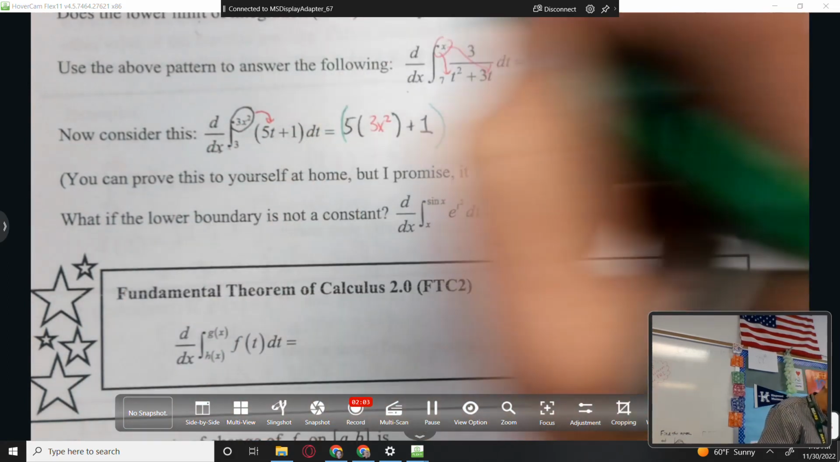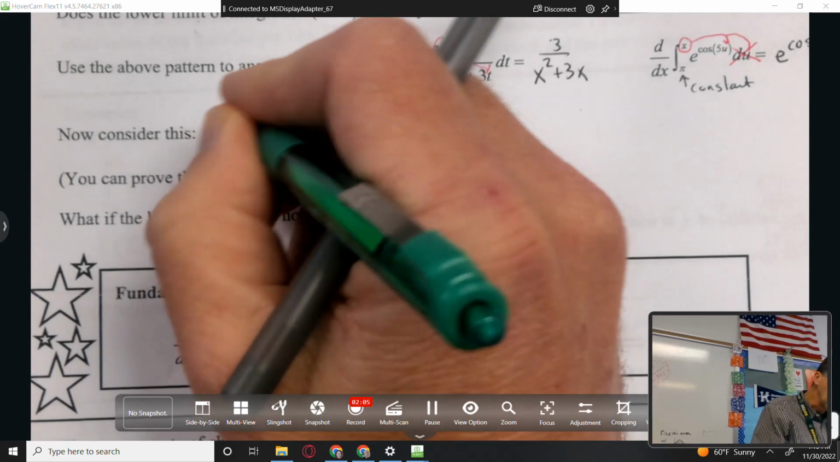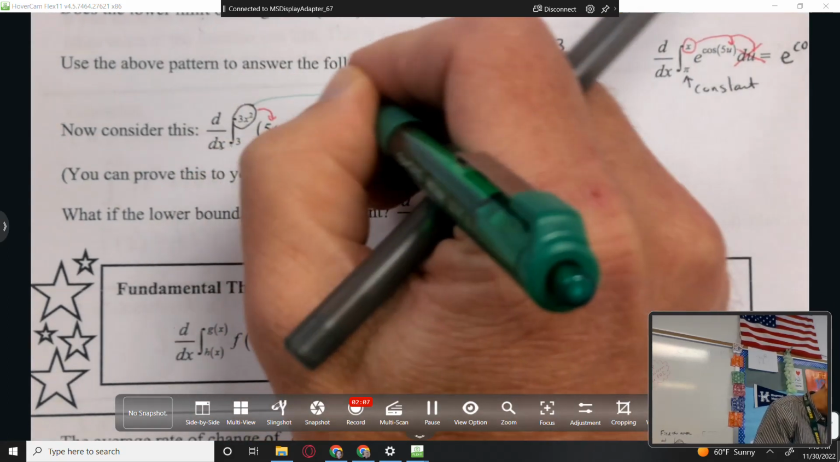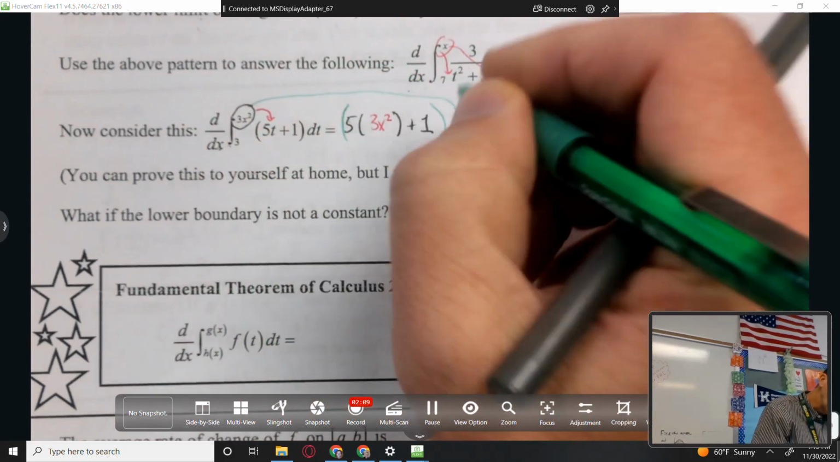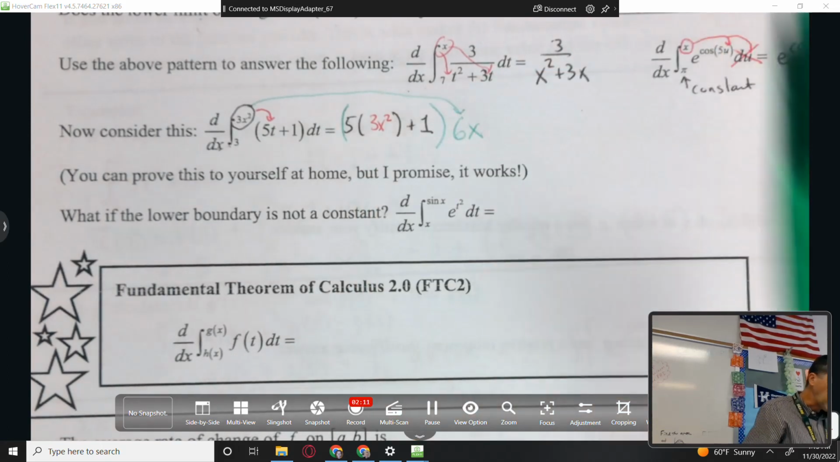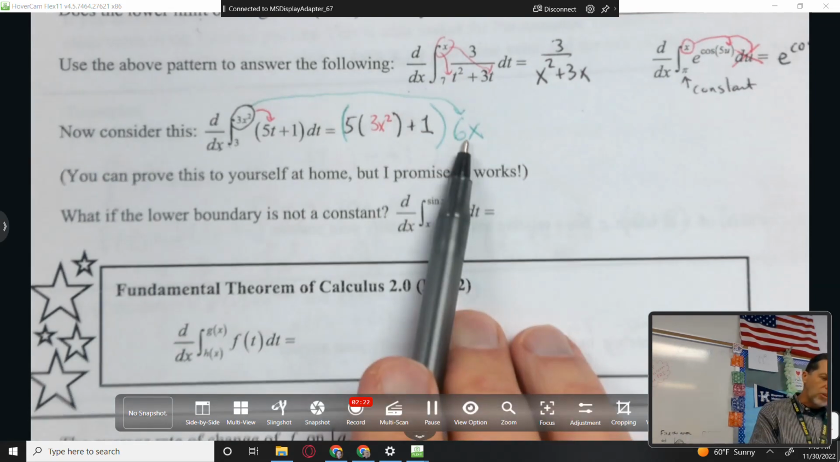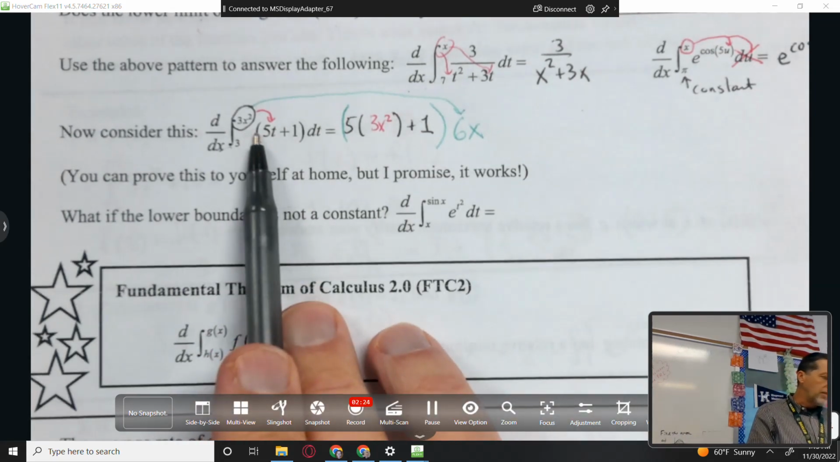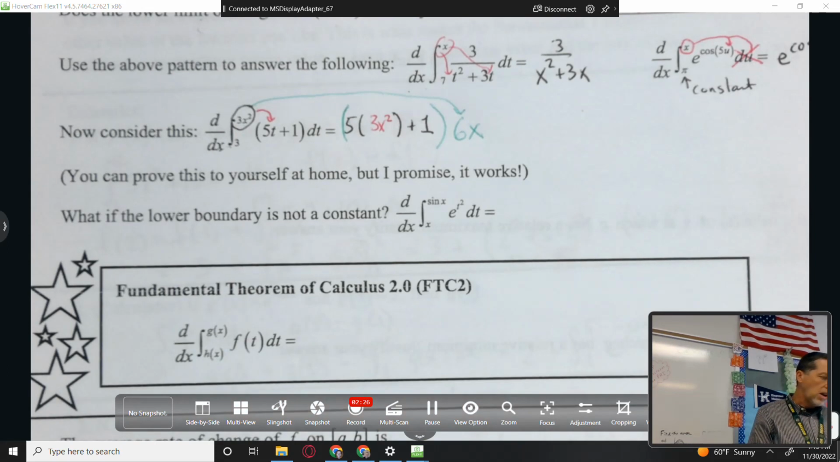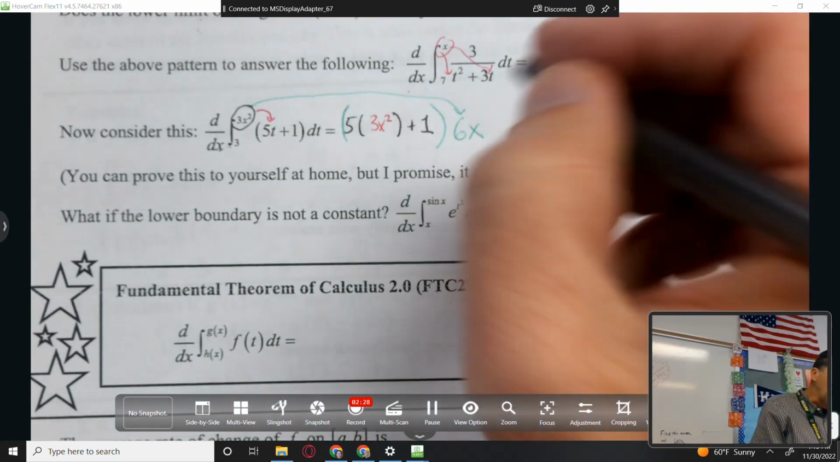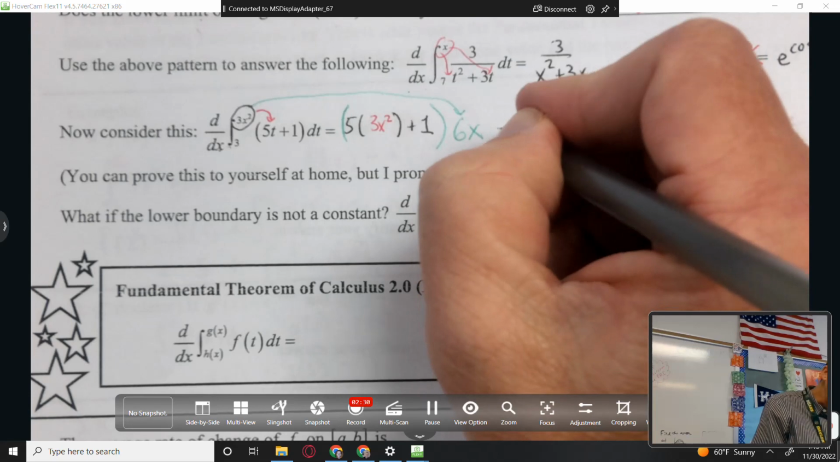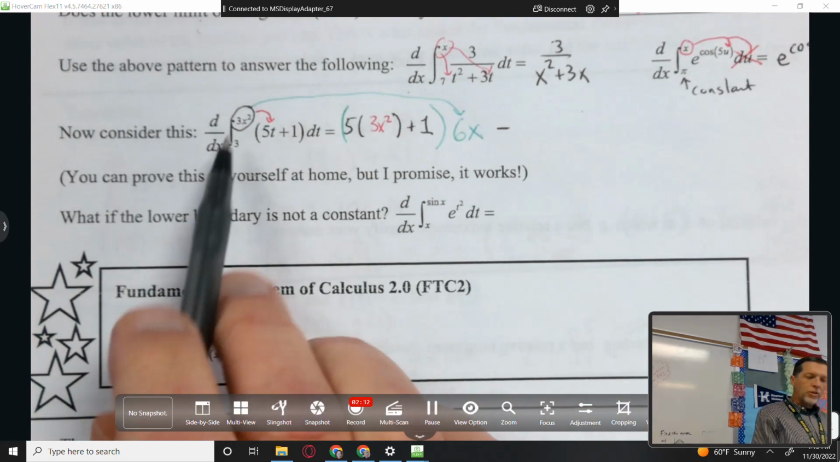Okay, so it's a chain rule thing. The derivative of the top would be 6x. So it's a chain rule thing. The derivative of the antiderivative cancels each other out. That's fine. But chain rule, multiply by the derivative of the top. An even better way to do this, or to think about it, is to do top minus bottom.